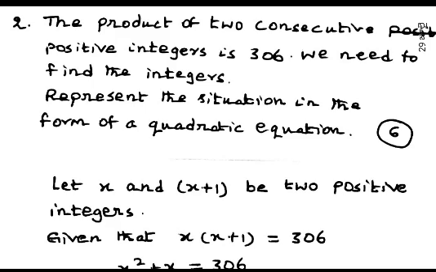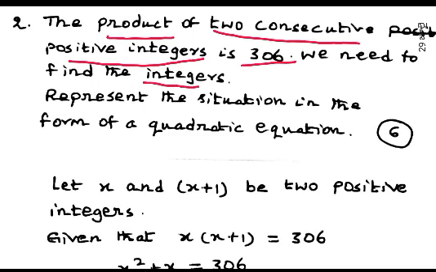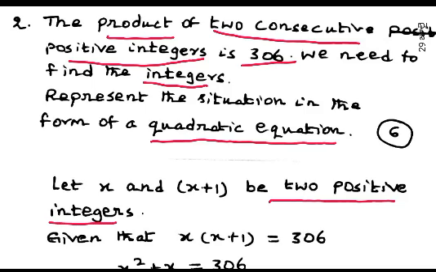Now we consider another problem. The product of two consecutive positive integers is 306. We need to find the integers. Represent the situation in the form of a quadratic equation. The two positive consecutive integers are taken as x and x plus 1. Given that the product of the two consecutive positive integers is equal to 306.